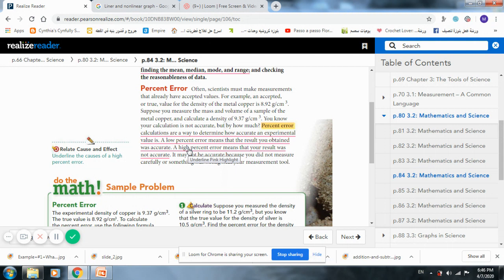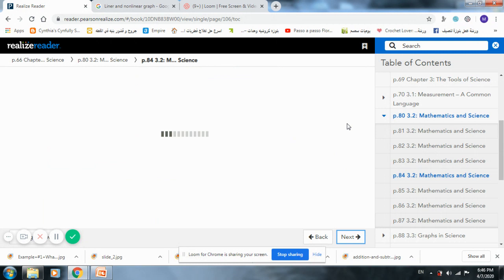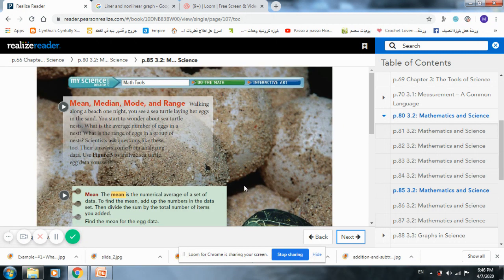In some measurement, you get a percent error of 1% compared with your friend who has a percent error of 5%. Which one of you is more accurate than the other? The one who has the low percent error. So let's talk about how we can calculate percent error.